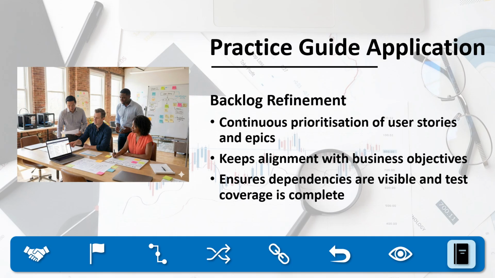In an e-commerce example, backlog refinement might surface a dependency where the checkout payment gateway story must be completed before the applied discount code story. By making that relationship visible, the team avoids sequencing errors that could otherwise frustrate customers and delay releases.